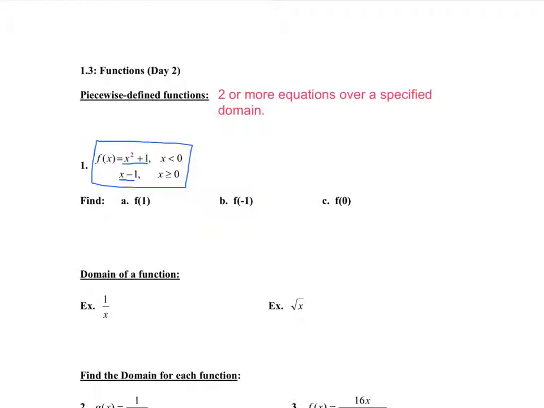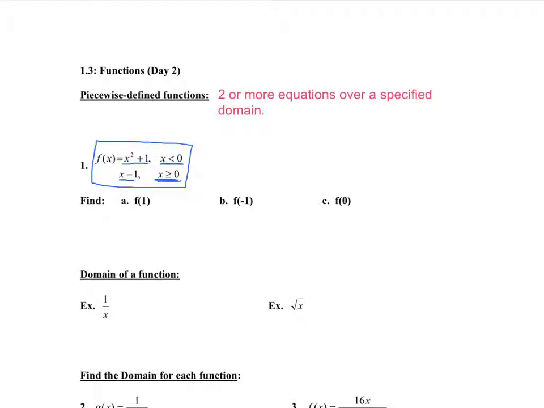Now, when you plug in values for x, you only plug in values for x that are less than 0 for the first equation, and the opposite, you only plug in values for x that are greater than or equal to 0 for the second equation. So in short, if x is negative, you plug it in the first equation. If x is 0 or positive, you plug it in the second equation.